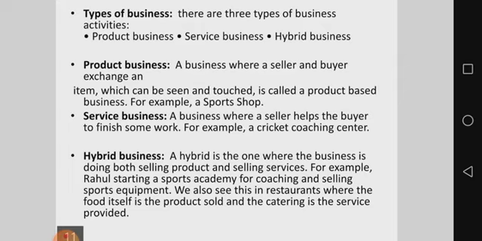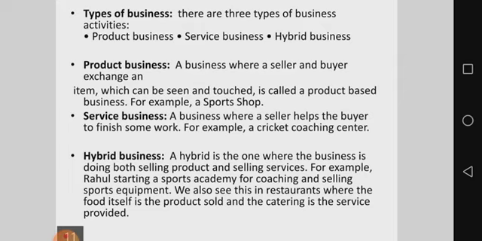Product business. A business where a seller and a buyer exchange an item which can be seen and touched is called a product based business. For example, a sports shop. So when we talk about product based business, there are two parties. One is called a buyer and the other a seller. The seller sells things to the customers. Like you can see the example of a sports shop where you purchase the sports equipment from the seller.